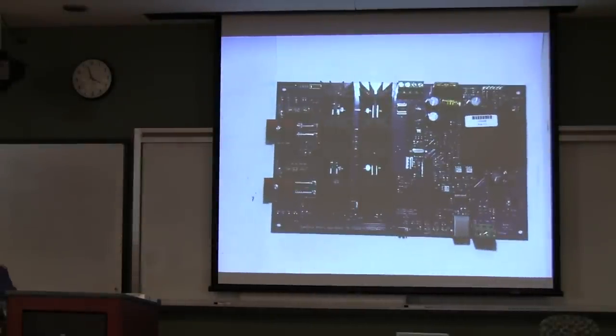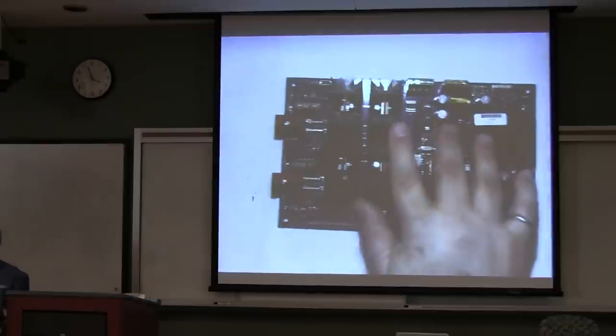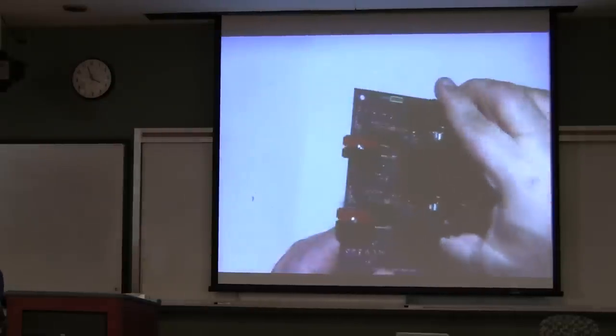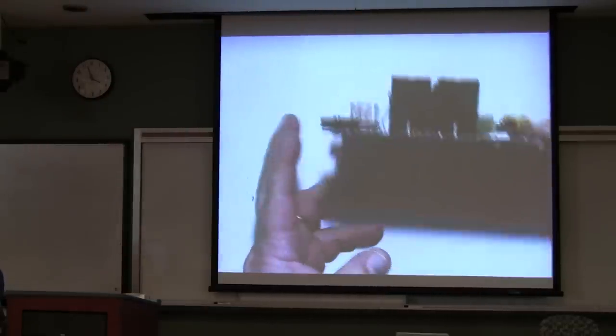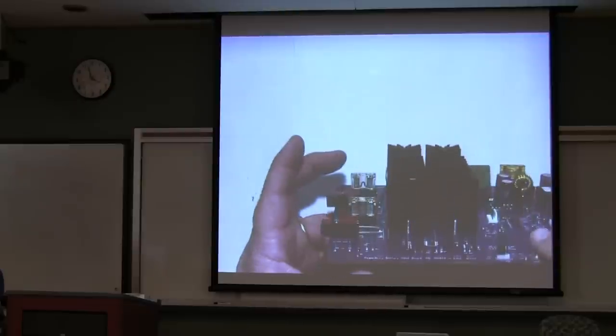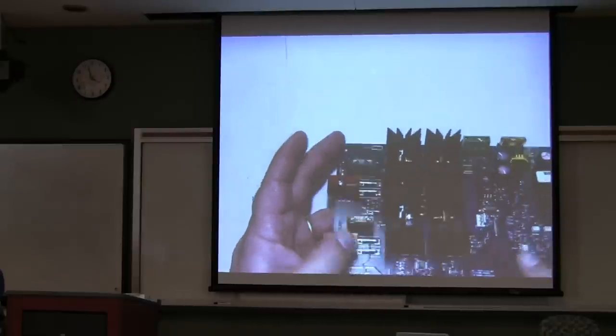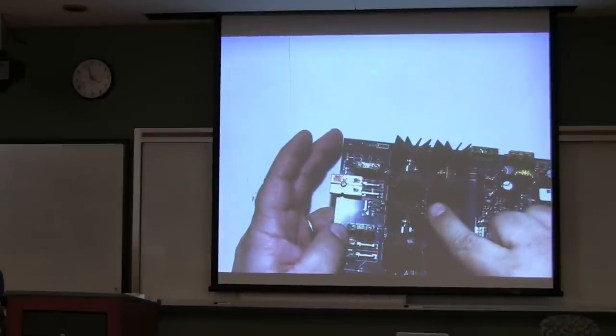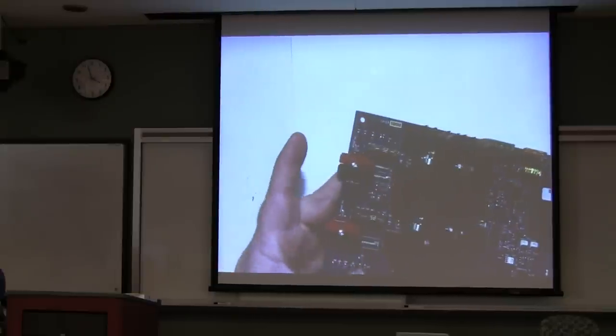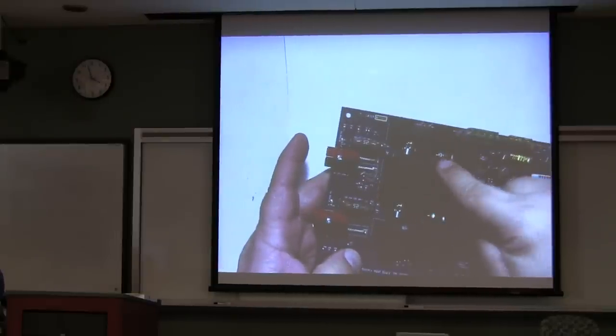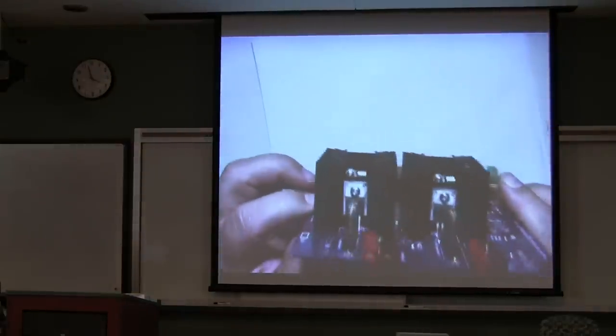Now let's see if we can see this good enough. I'm going to zoom in on this. What's the first thing you notice? Big honkin'. What are these called? Heat sinks. If you look at it really carefully, you see there's some transistors in there. Let's see if you can see them from this end. Yep. Oops. And also something interesting too.